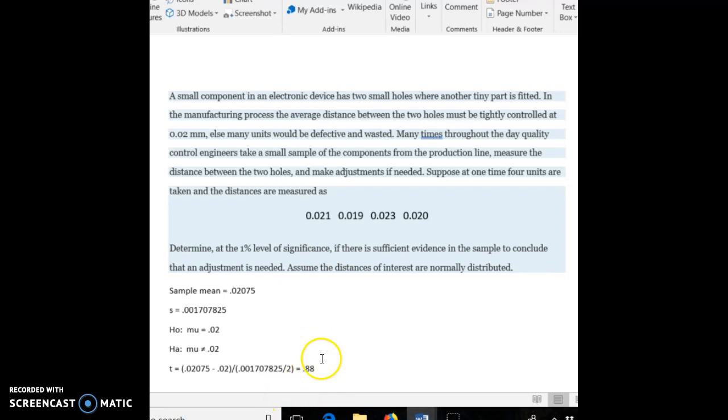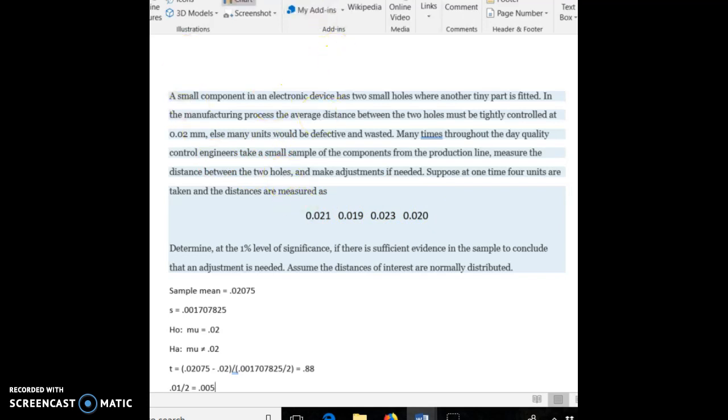Now we can pretty much guess that this is not going to fall in our critical area. However, let's go ahead and do our calculation for practice. All right, so we're looking at a significance level of 1%. Remember, though, with a two-tailed test, we have to divide this by 2. So when we get ready to look this up on our t-chart, it is 0.005 we want to put in. And then since we have 4 in our sample, our degrees of freedom are 3.